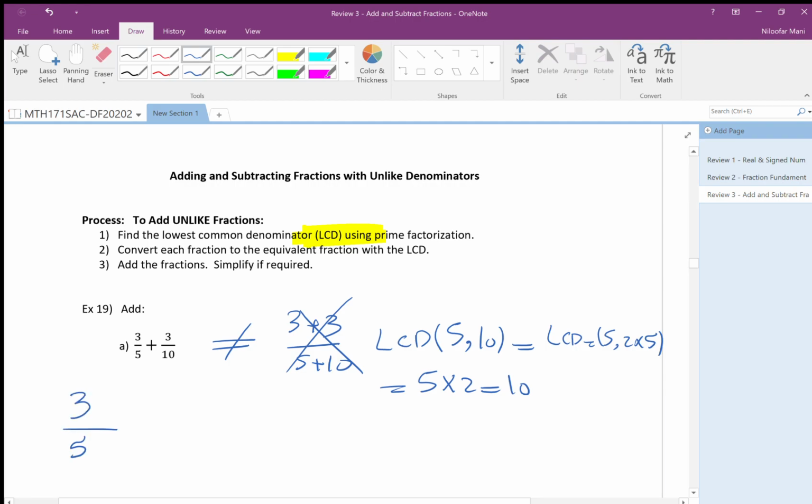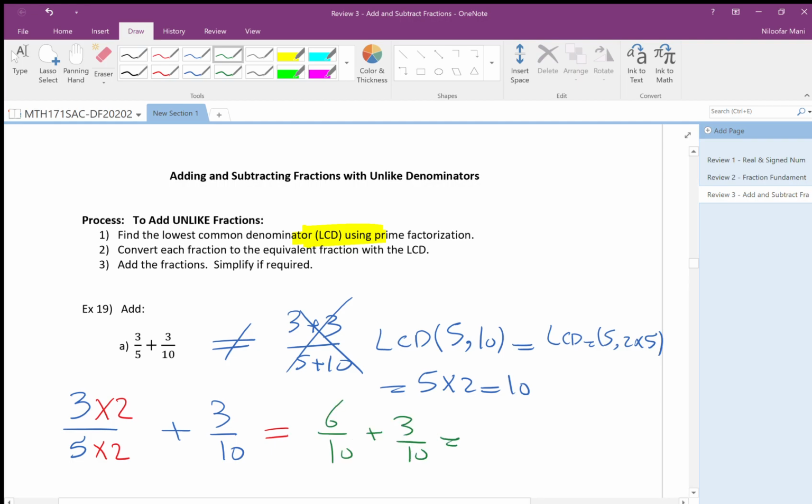So I do 3 over 5 multiplied by 2 because I need to change it to 10. The other one is plus 3 over 10. I don't need to do any changes. But something is missing. I multiplied one of them in the denominator with 2. I have to multiply the top as well. Okay, so what is the answer? The answer is 6 over 10 and 3 over 10.